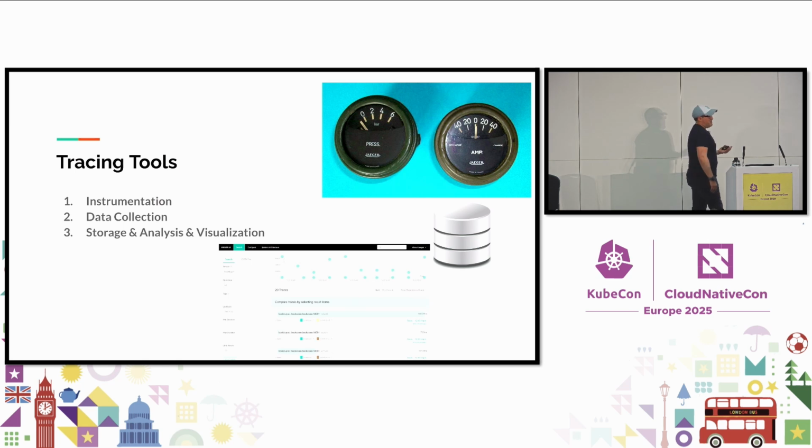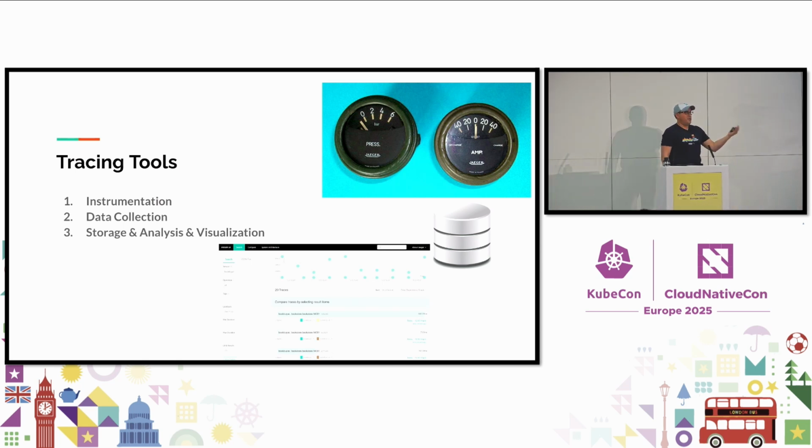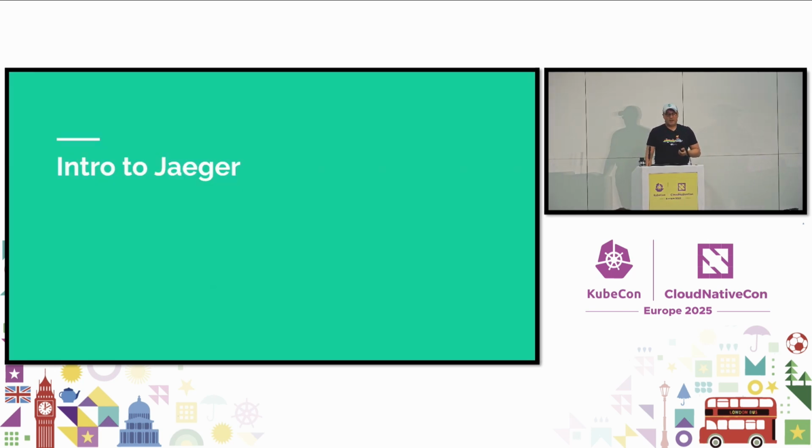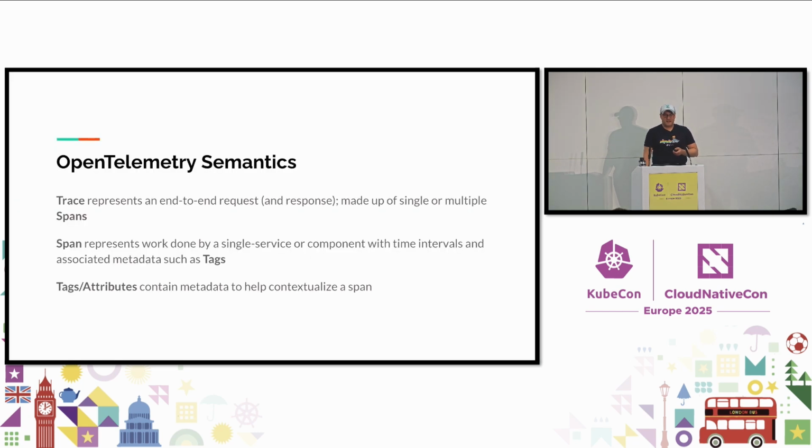So the basic tools that we use are instrumentation, how we get the data out of your component, software, application, how we collect that and store it, and then how we visualize it and allow you to analyze it. So those are kind of the main basic things of tracing and data collection.